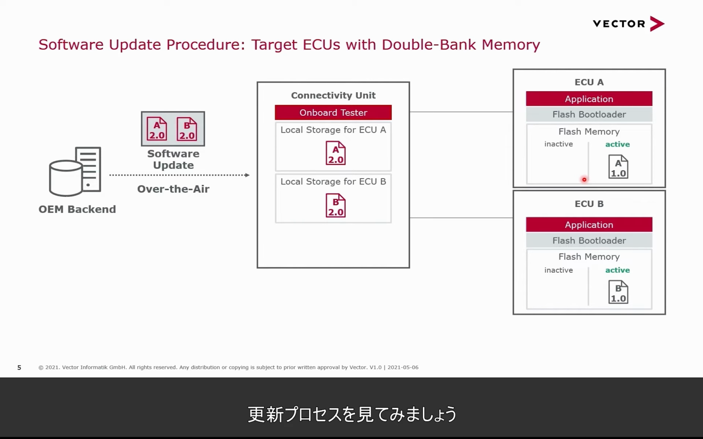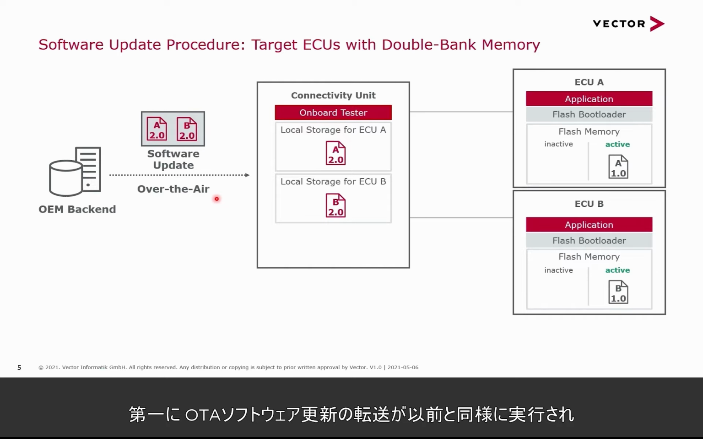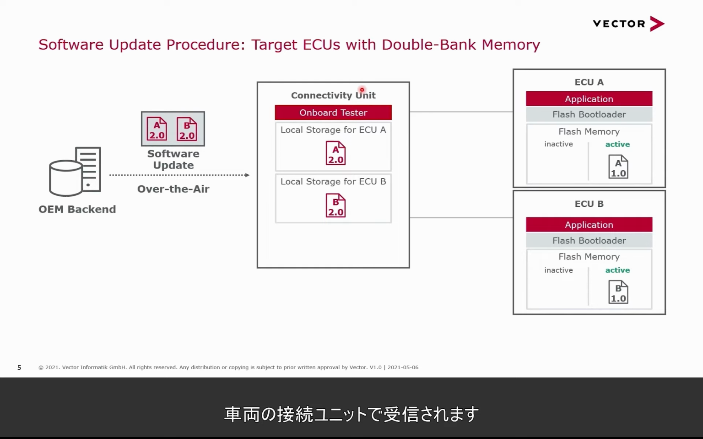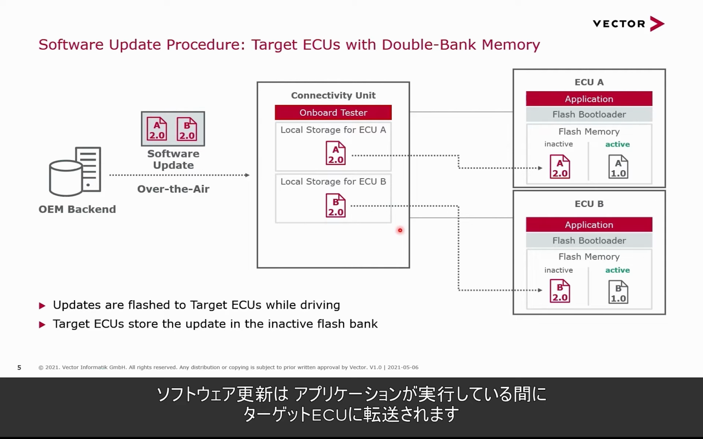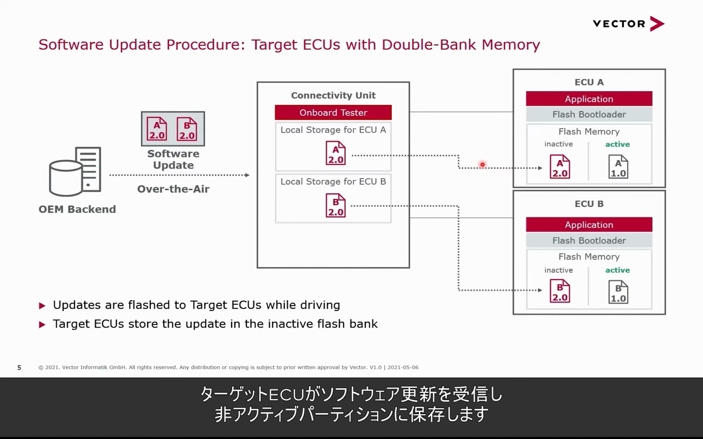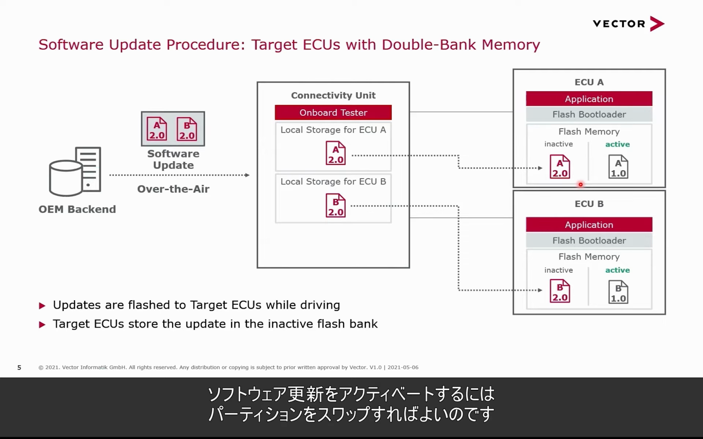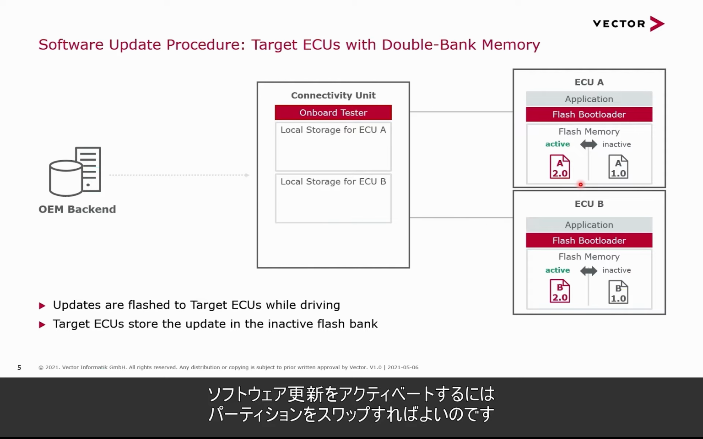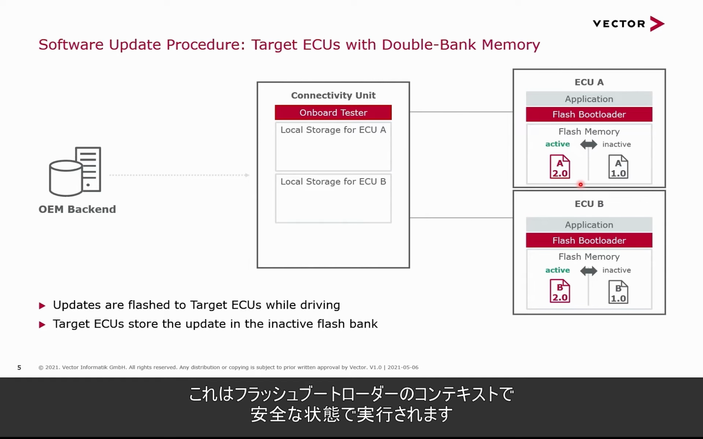Let's have a look at the update process. First of all, the transfer of the software update over the air happens as before, and it is received by the connectivity unit in the vehicle. In contrast to the previous approach, the software updates are transferred to the target ECUs still in application context. So this can happen while driving. The target ECUs receive the software updates and store them in the inactive partitions. To activate the software updates, it's sufficient to swap the partitions. This is then done in a safe state in the context of the flash bootloader.